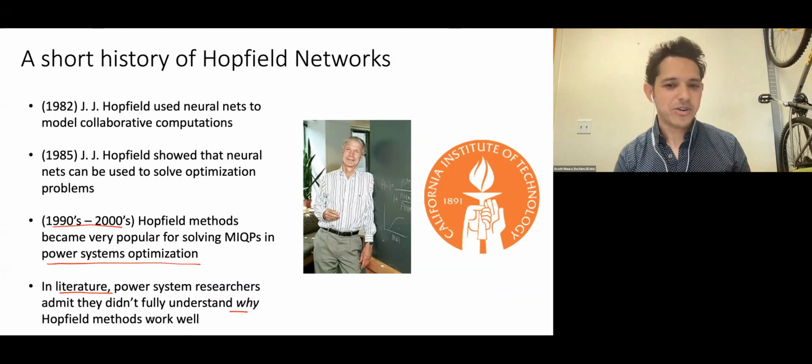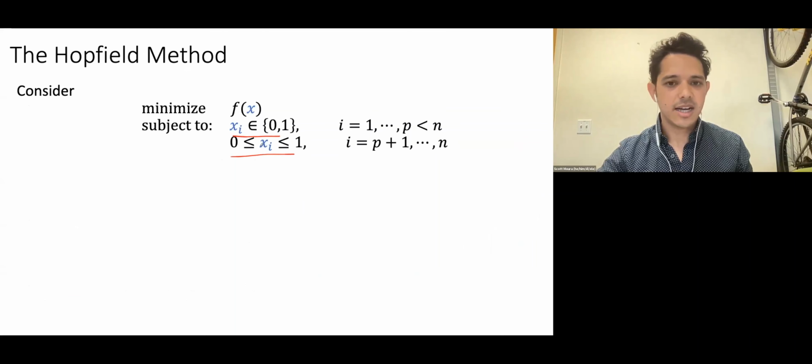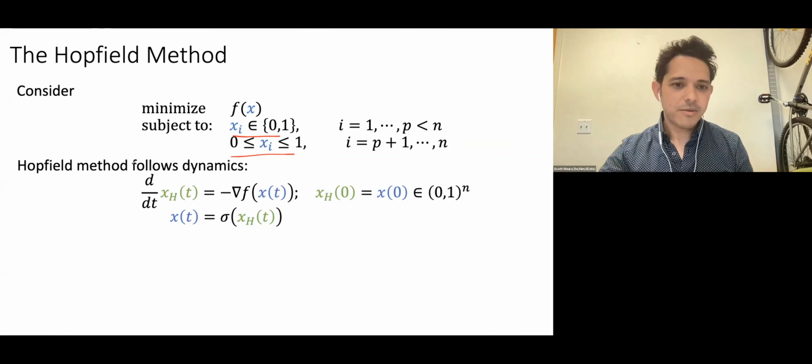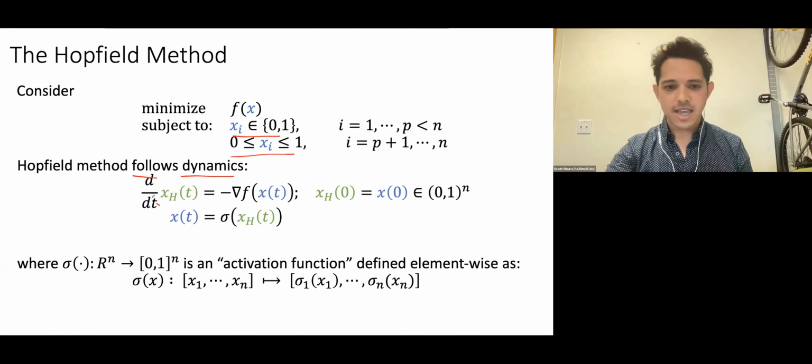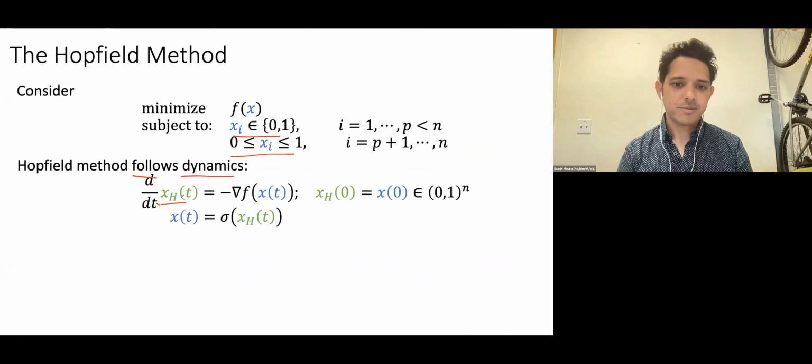So here it is in one slide, and it's actually quite elegant and simple. So for a moment, let's forget about the constraints, except for these binary constraints and these upper-lower bound constraints here. So this is the problem we're interested in solving with the Hopfield method. Now it goes like this. The Hopfield method follows the following nonlinear dynamics. It's actually a nonlinear dynamical system fundamentally, where what we have is the state variable, x sub h, right?